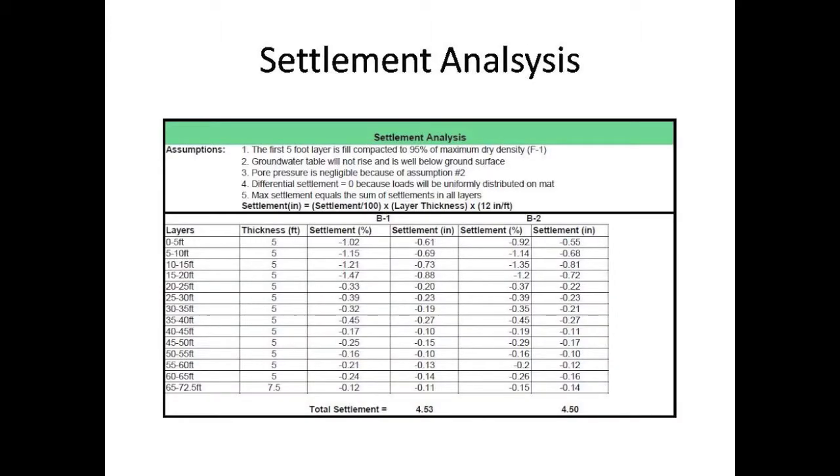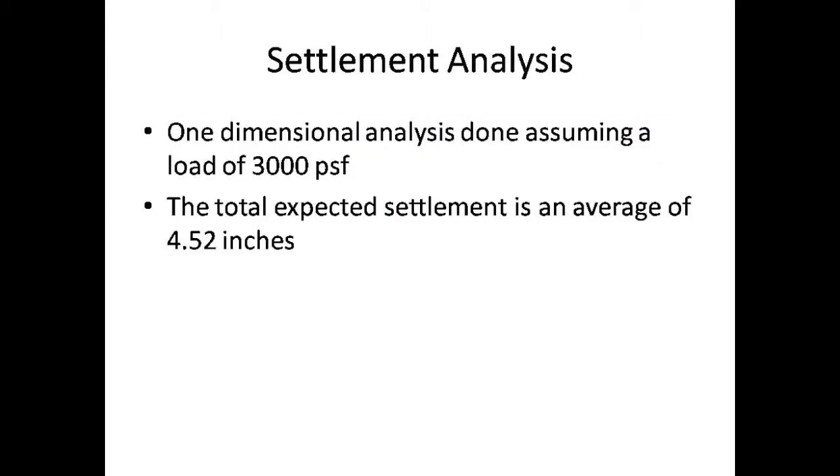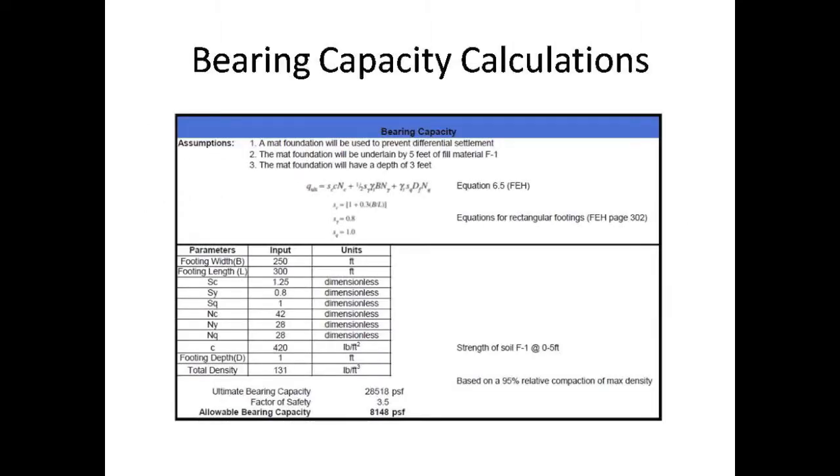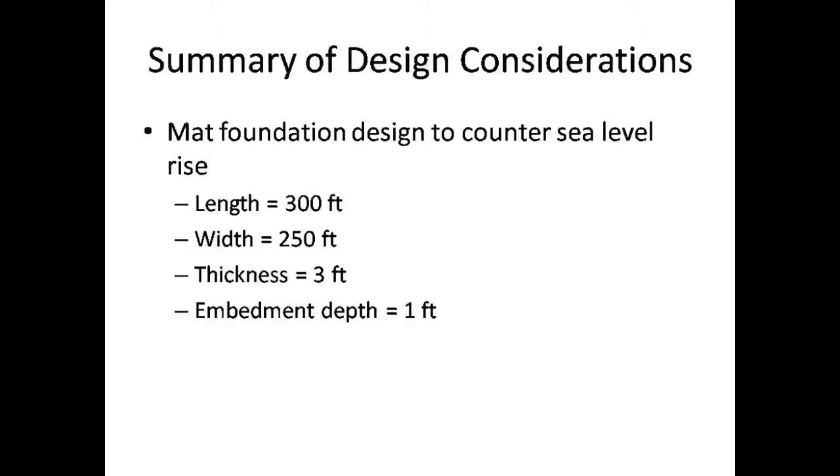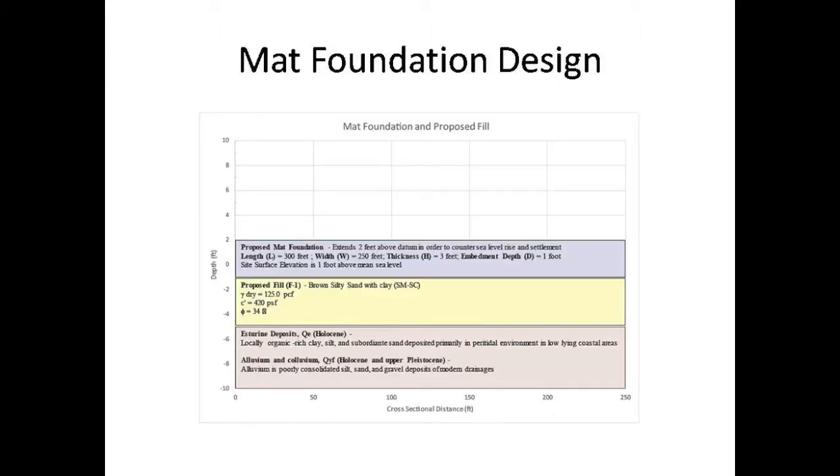A one-dimensional analysis was done assuming a load of 3,000 psf. The total expected settlement is an average of 4.52 inches. Using Terzaghi's bearing capacity equation for rectangular footings, the allowable bearing capacity of the soil using a mat foundation with the following dimensions is 8,148 psf after applying a safety factor of 3.5 to the ultimate bearing capacity. The mat foundation should have an embedment depth of 1 foot. The thickness will be 3 feet in order to counter the sea level rise of 14 inches and the expected settlement of 4.5 inches.